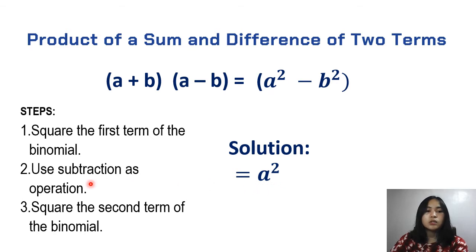Now, use subtraction as our operation. So, minus. In the third step, square the second term of the binomial. What is our second term? It's b. So, we square it. That's why it becomes b squared. So, when the given is a plus b, a minus b, the answer is in this form. So, what are a plus b and a minus b? Let's have an example.